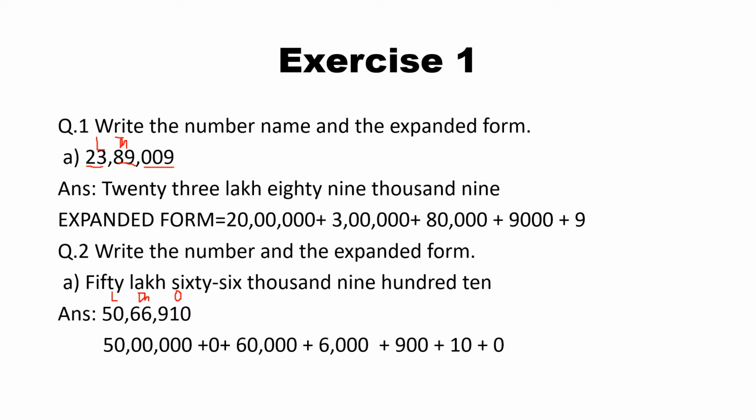66,000. 6 will be on the 10,000 place and 6 on the 1,000 place. 100 place is 9. So 9 will be on the 100 place. And 10: 1 will be on the tens place and 0 will be on the ones place. So 50 lakh plus lakh place is 0, 60,000 plus 6,000 plus 900 plus 10 plus 0.